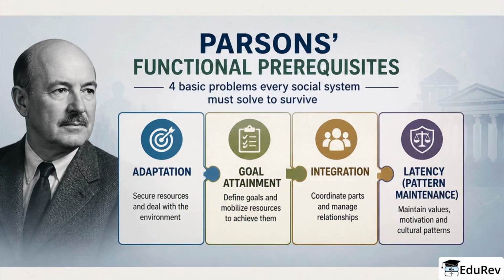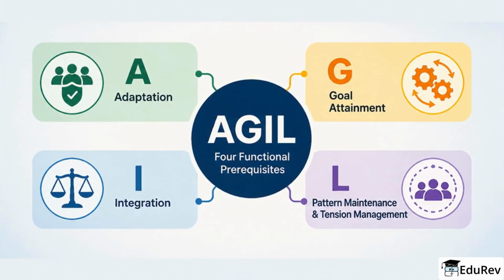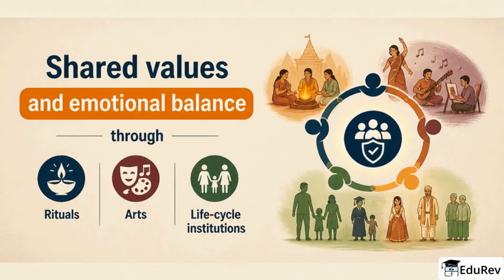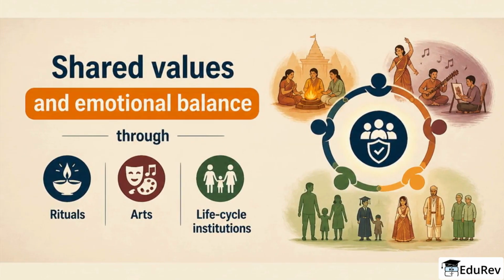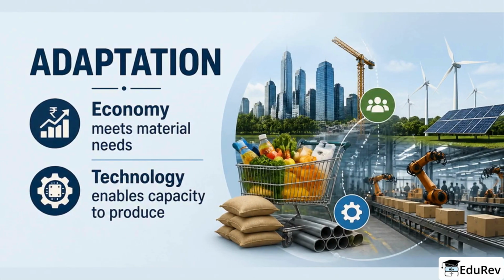Parsons then formulates functional prerequisites, four basic problems every social system must solve to survive. These are pattern maintenance and tension management, adaptation, goal attainment, and integration, often abbreviated as AGIL in summaries. Pattern maintenance creates shared values and manages emotional tensions through rituals, arts, and life cycle institutions. Adaptation covers the economy and technological capacities that let a society meet material needs.